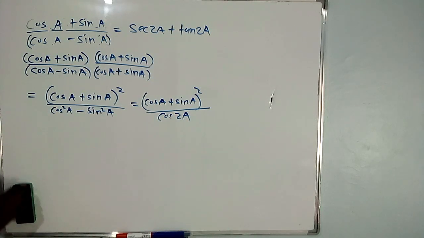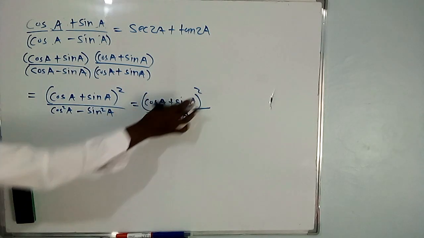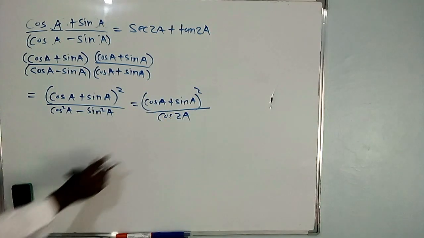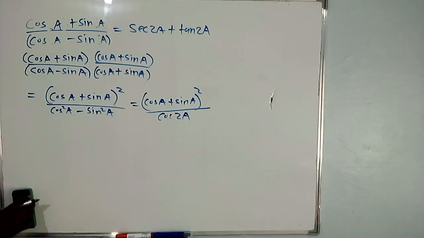So in the numerator we have (cos A + sin A) squared over the denominator cos 2A, isn't it? It means we expand the numerator, because the right hand side of this equation does not have a square. You can see the right hand side of the identity we are proving does not have a square. So we have to get rid of this square in the numerator, isn't it?